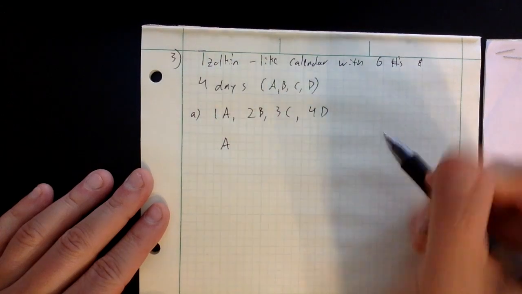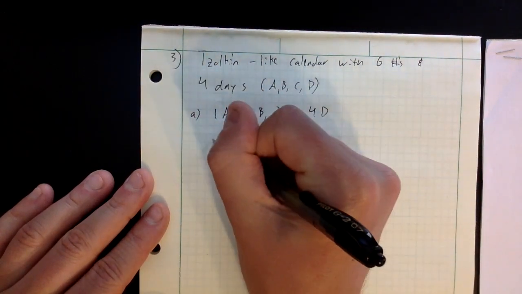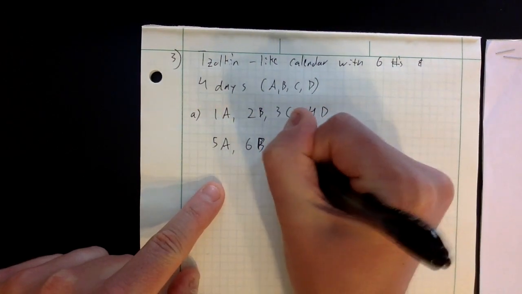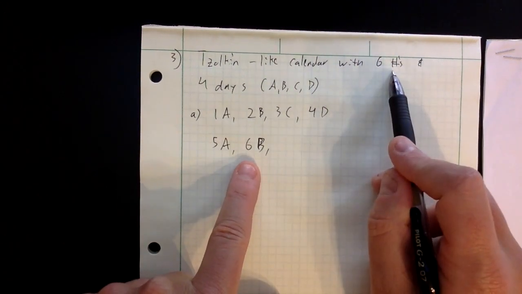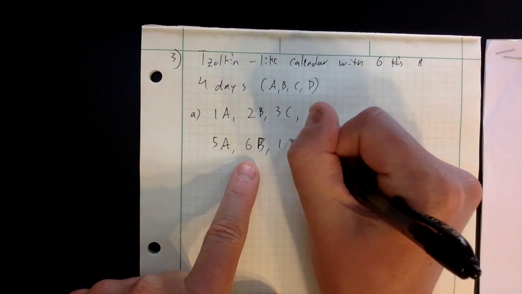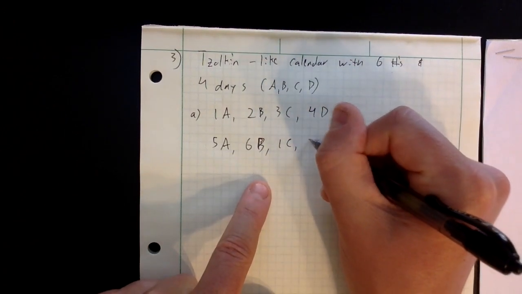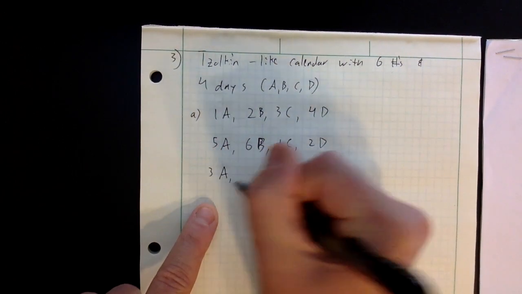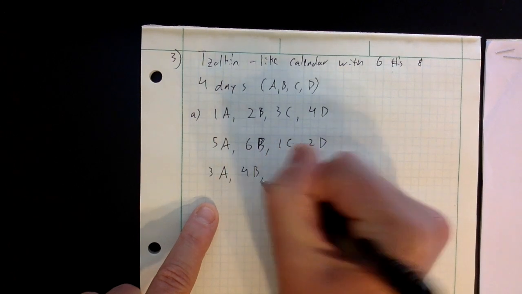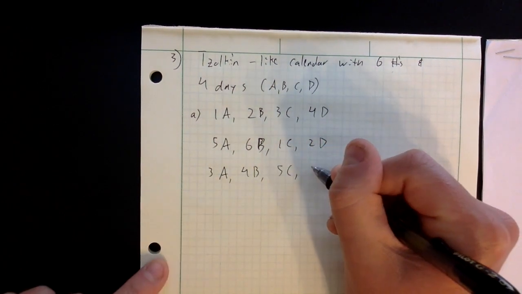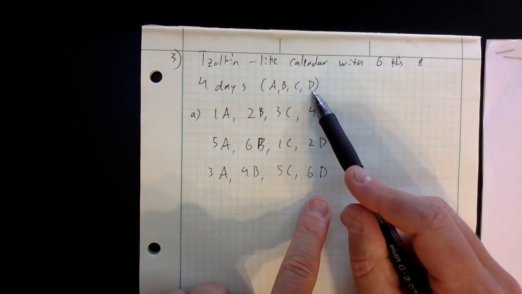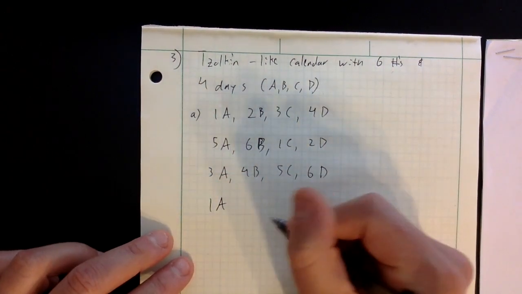So I'm going to go back to A, but we have 6 numbers. So instead of 1, we're going to go to 5: 5A, 6B. And then from here, we've run out of numbers. We only have 6 numbers, so we're going to start over with 1, 1C, 2D, and then starting over with name day A, I have 3A, 4B, 5C, 6D. And now notice at the end of both my names, the 4th name D, and I'm out of numbers, so I've started over again.